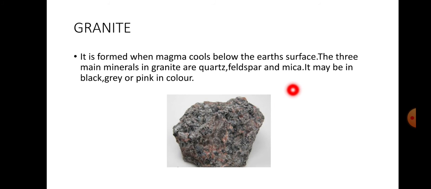In house flooring we can see granite because it has a very strong structure, and it is available in different colors like black granite, grey granite, and pink granite. We also use it for making statues and paving roads. The minerals we found in granite are quartz, feldspar and mica. So up to this we have completed one type of rock, the igneous rocks, children.